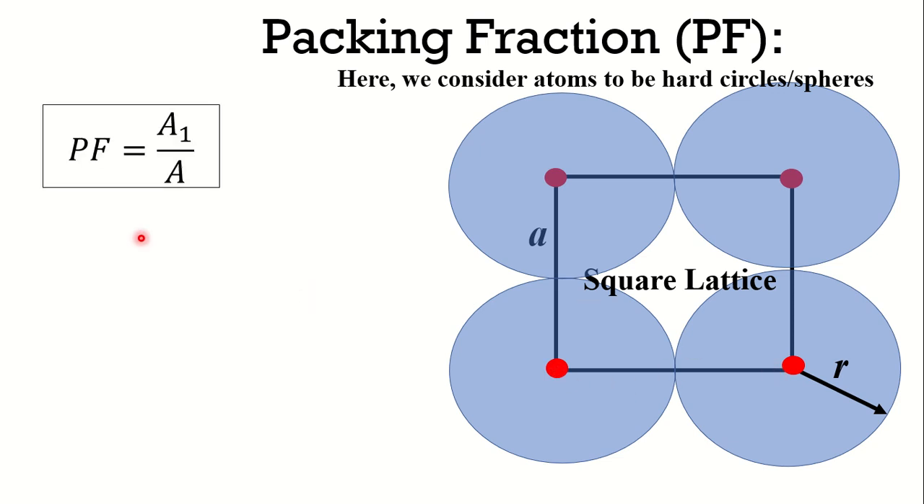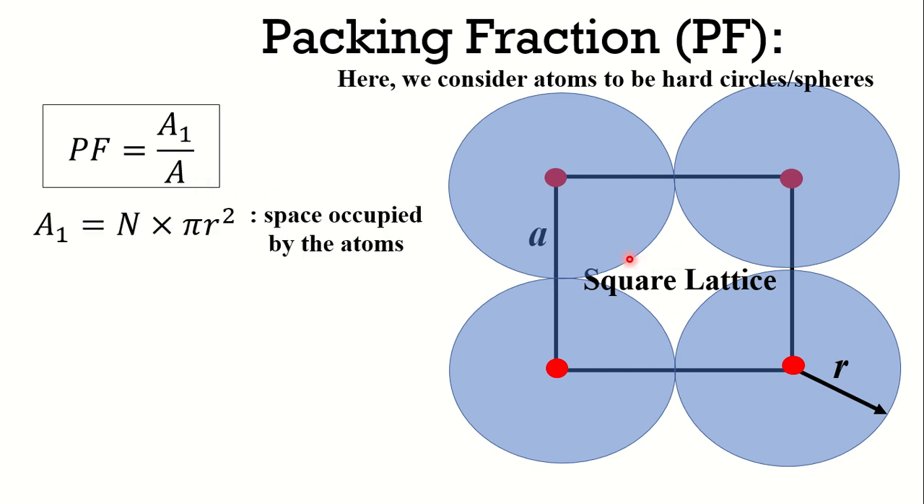So the definition of packing fraction here is the total amount of space occupied by these disks divided by the total area. The total area A is actually A square, and A1 is equal to the number of lattice points times pi r square, the area of one atom. So it's pi r square, and A is A square, as I discussed.